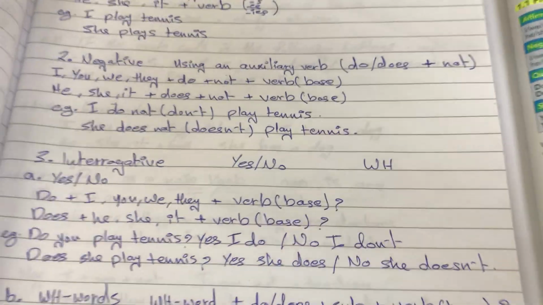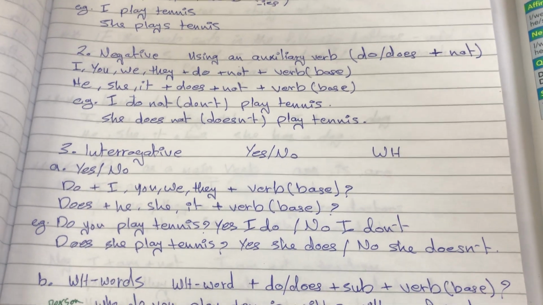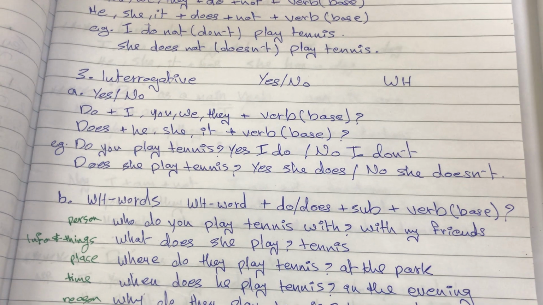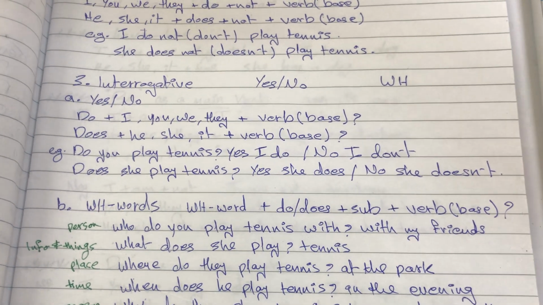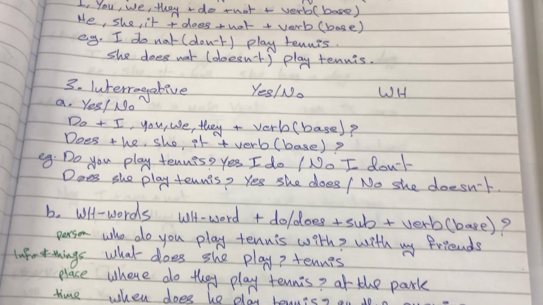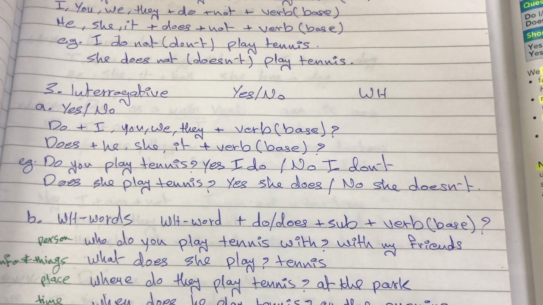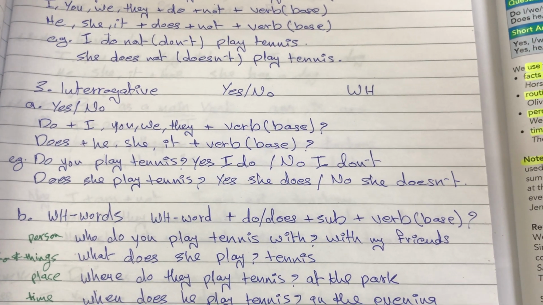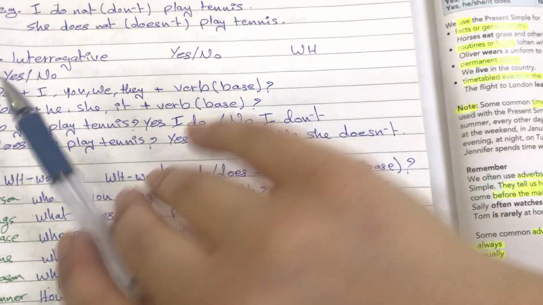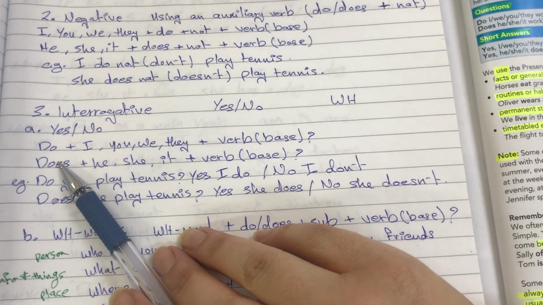Now we go to the interrogative form or the question form. We have two types of questions, which are the yes-no question and the WH question. And the one which is in our book is regarding the yes-no question. Also, we need to use the auxiliary verb do with I, you, we, they, or does with he, she, it. So here, let's take a look at the form.